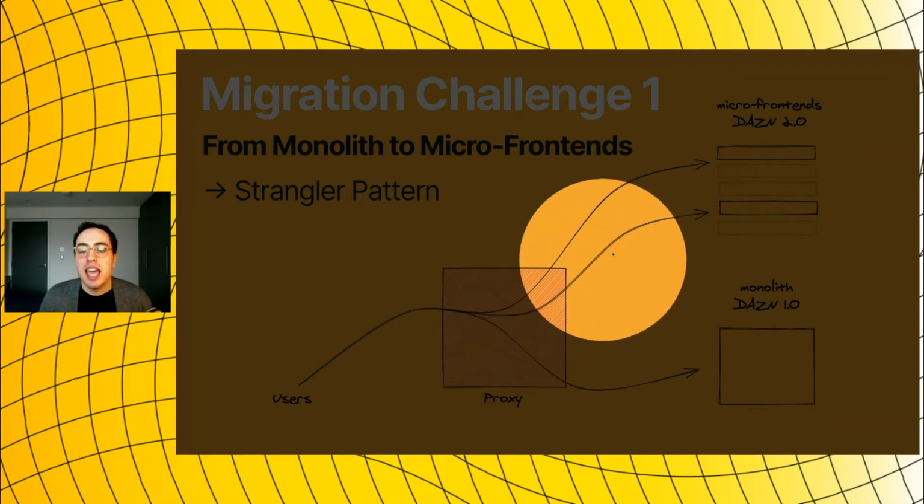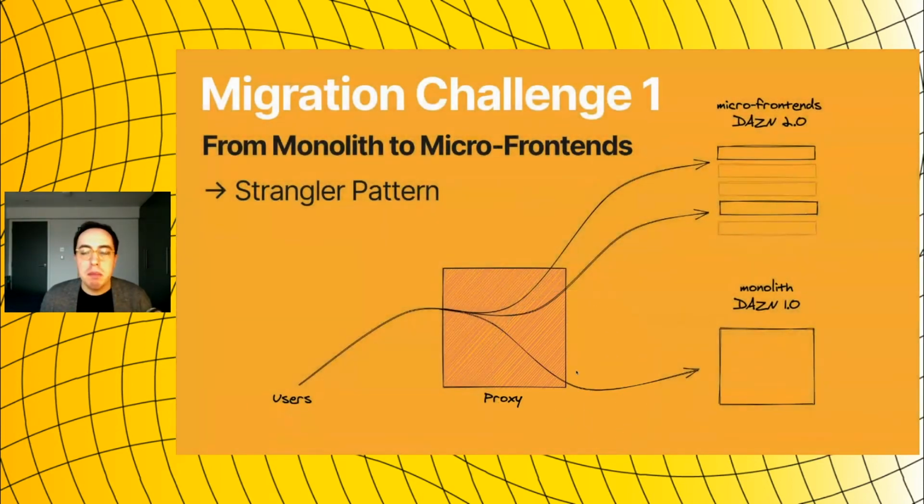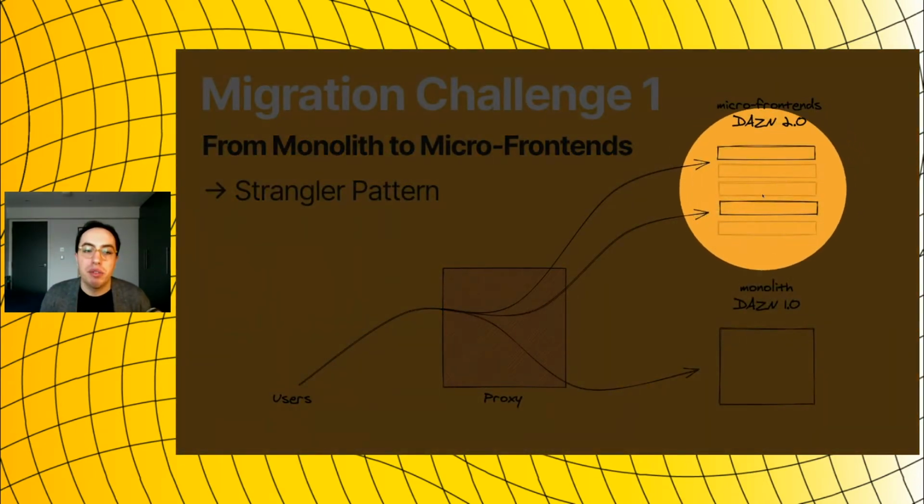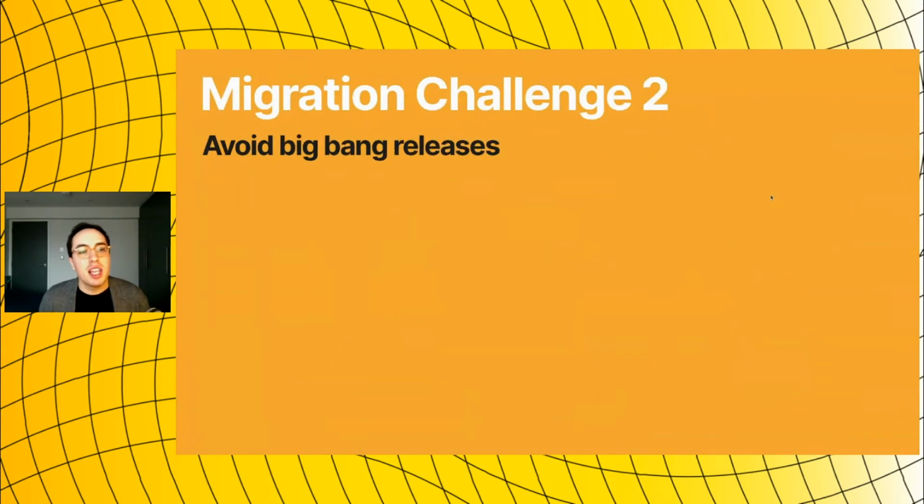And this pattern aims to remove piece by piece all the functionality of the monolith to leave it at some point completely empty of any routes. So all the connections will now go through the micro-frontends. And that's the first challenge. The second challenge is we still want to avoid big bang releases.